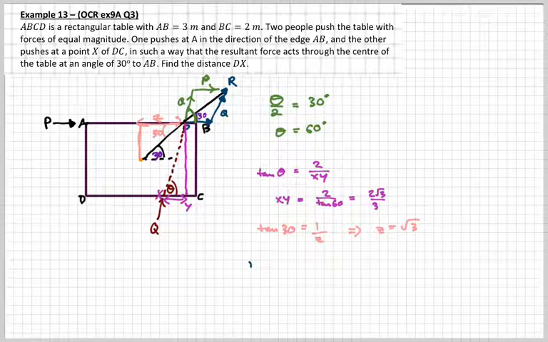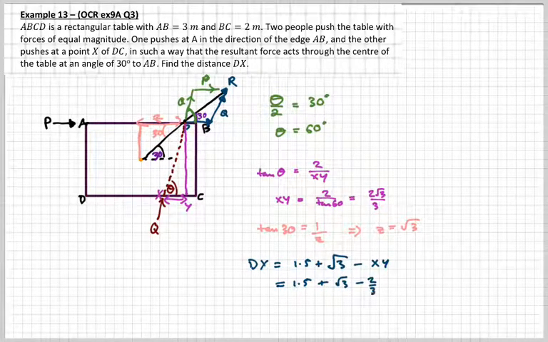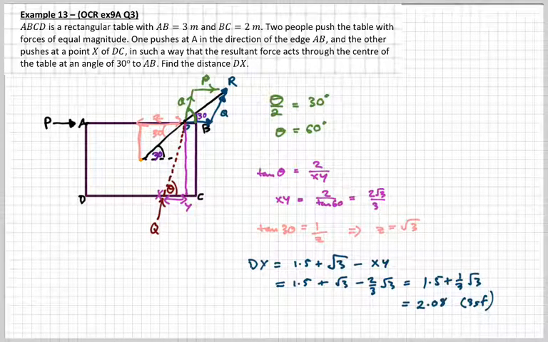Okay, so we know the length z, we know the length xy, so we can now work out D to X. D to X is going to be getting to the midpoint, so going 1.5 meters across, then doing z, and then subtracting xy. So that's the length D to X. If you do all of that, you get 1.5 plus root 3 minus 2/3 of root 3, which is 1.5 plus 1/3 of root 3, which when you do it in your calculator, you get 2.0823 SF.